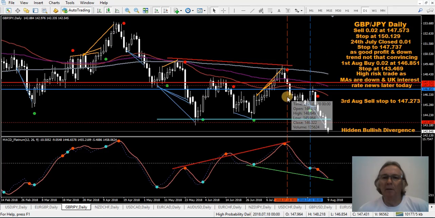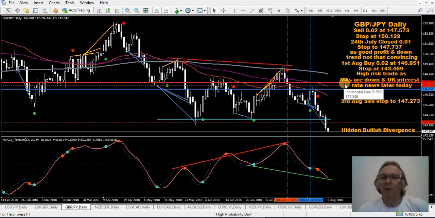Pound yen, we're still in a sell, half a sell from back here with a stop, so it's this red line. Remember, it's always red for sells and blues for buy. So we're in a sell back here. There's a stop now. We've already closed half. It's going down super nicely.